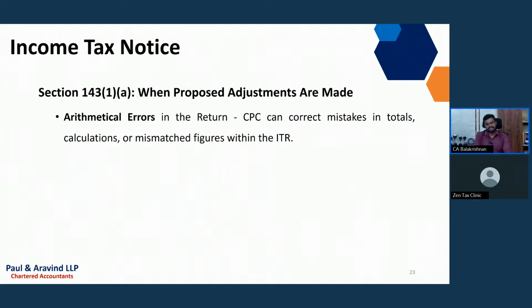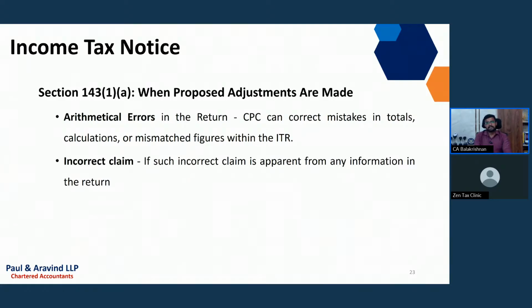In case of any arithmetical error in the ITR, the CPC can correct the mistake and sometimes process the return and give an intimation order. But sometimes it will issue a notice that this is a mistake, rectify the same, and some time limit is given for the proposed adjustment notice. Generally, the department will give 15 days to correct the errors.